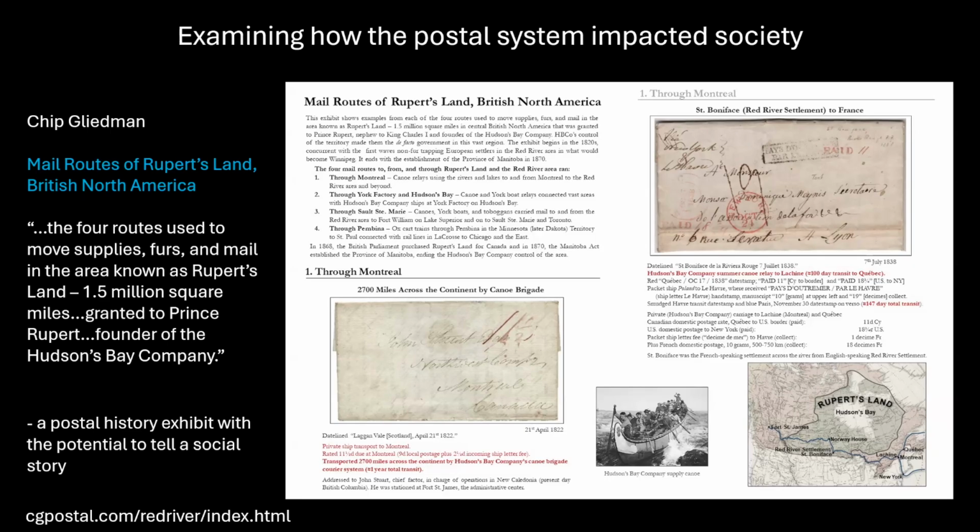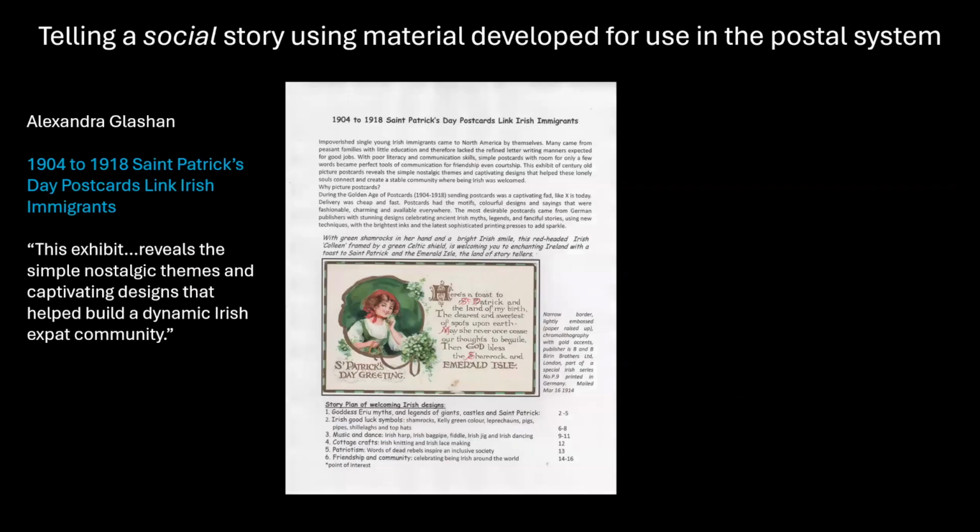So now looking at the second group, which is telling a social story not necessarily related to the postal system at all. The story itself is not related to the postal system, but to tell the story, you use material that was developed for use in the postal system. This could be postcards, letters, covers, anything that went through the mail, or was developed in order to process and sort the mail. So, this is one example.